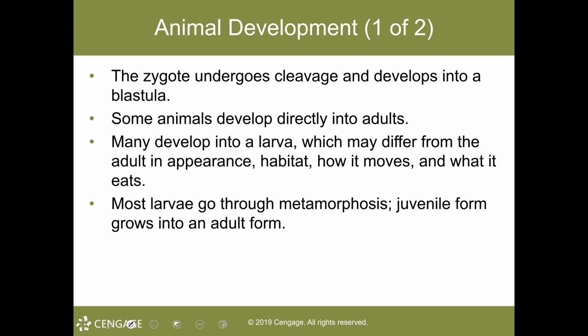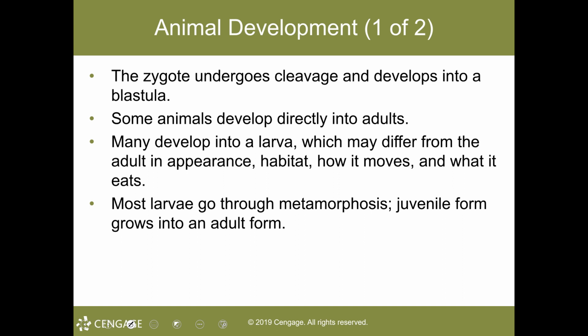And then most animals further develop into what is known as a larva, a sexually immature form that may look different from an adult. The larva differs from the adult in many ways, including where it lives in its habitat, how it moves, and even what it eats. The larva typically undergoes what is known as metamorphosis, be it complete or incomplete. By way of metamorphosis, it then develops into the juvenile and ultimately the adult.